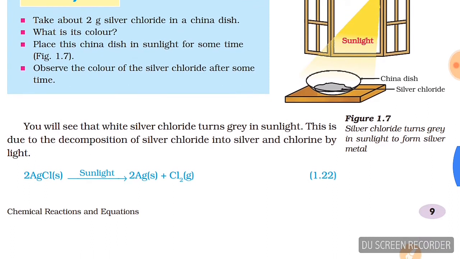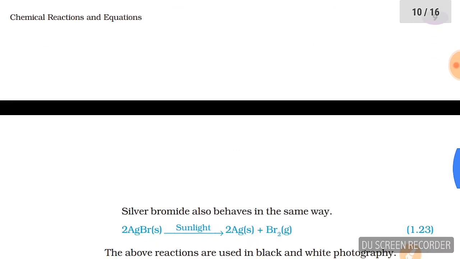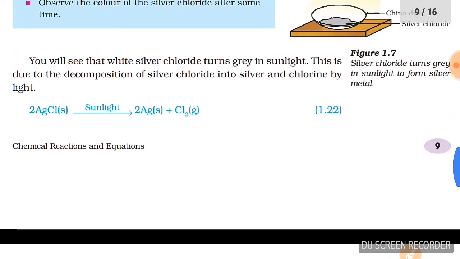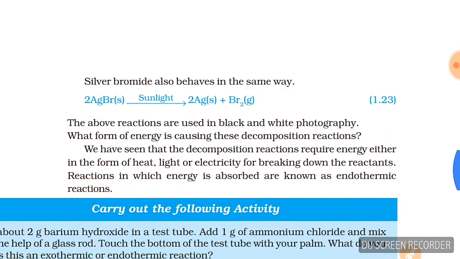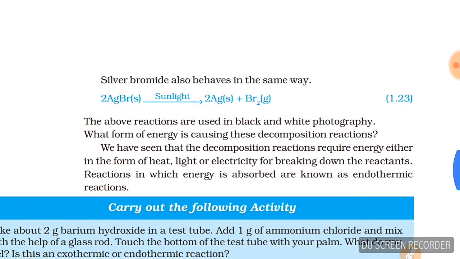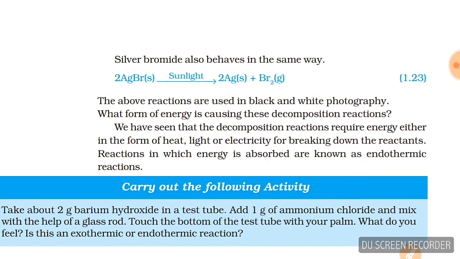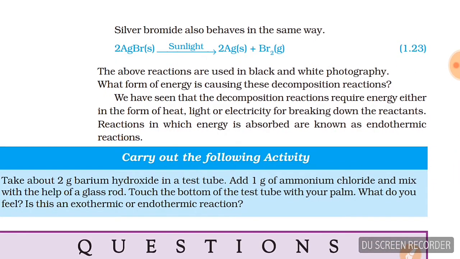Next is the silver chloride. Silver chloride react करता है sunlight में and it is giving silver plus chlorine, and this reaction is basically using one catalyst, that is sunlight. Here you can see on top of the arrow, it is written sunlight. So sunlight is acting as a catalyst over here. Next is the photography reaction, that is silver bromide. Silver bromide react करता है sunlight के साथ and that is also the same thing, it is giving silver plus bromine. So this is a decomposition reaction.